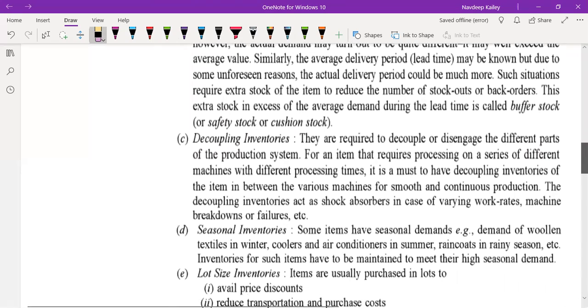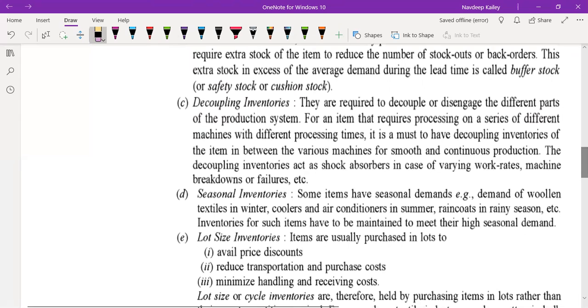Now, what are decoupling inventories? They are required to decouple or disengage the different parts of the production system. For an item that requires processing on a series of different machines with different processing times, it is a must to have decoupling inventories of the item in between the various machines for smooth and continuous production. The decoupling inventories act as shock absorbers in case of varying work rates, machine breakdowns, or failures, etc.